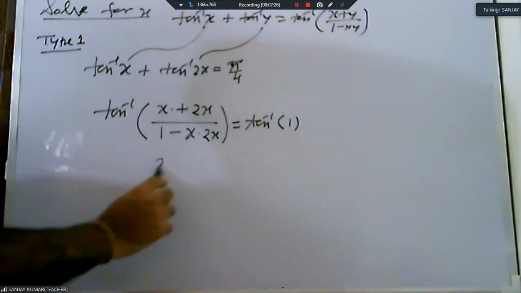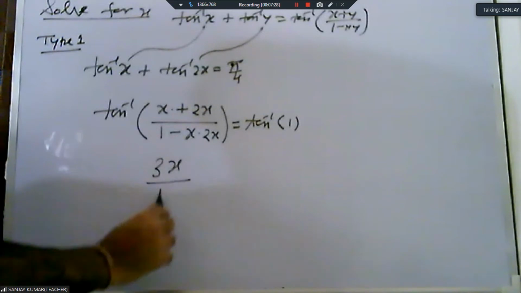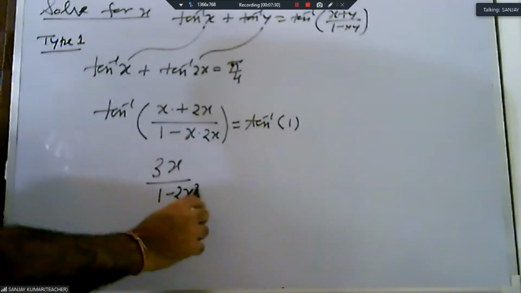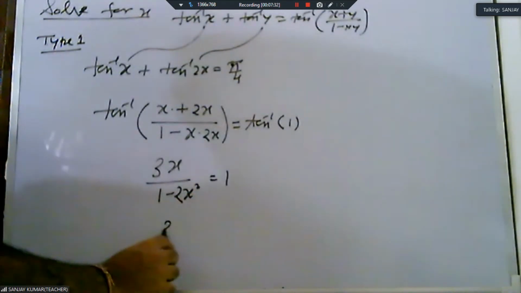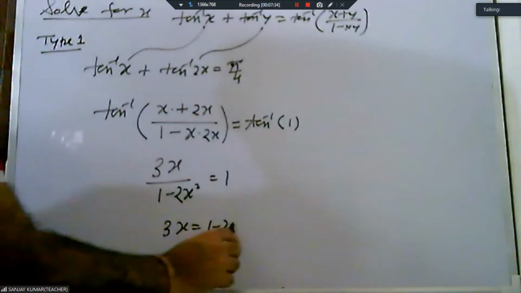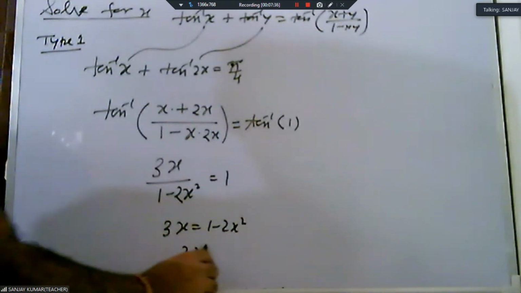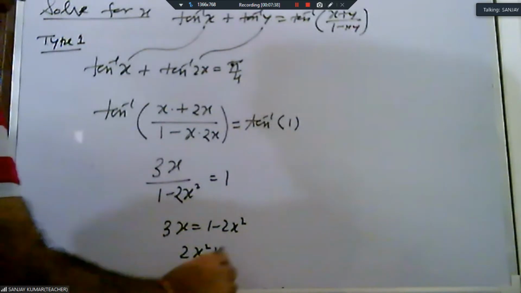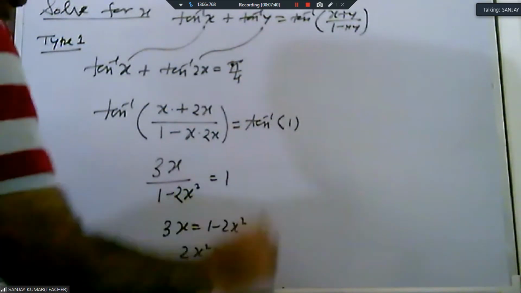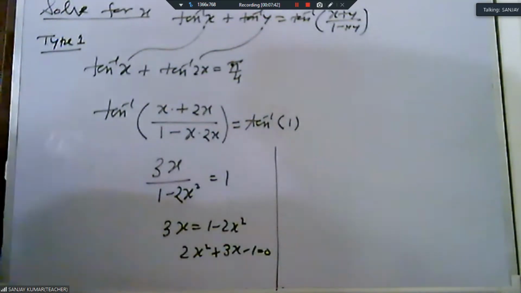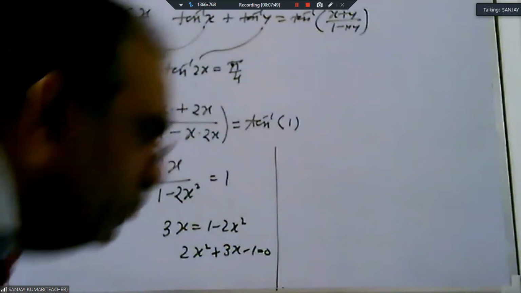Now what we get is 3x upon 1 minus 2x square is equal to 1. Then we cross multiply, and then we get the values of x. We can calculate by splitting, and we get the answer. If the splitting is not possible, then you can find the values of x with the help of the discriminant.